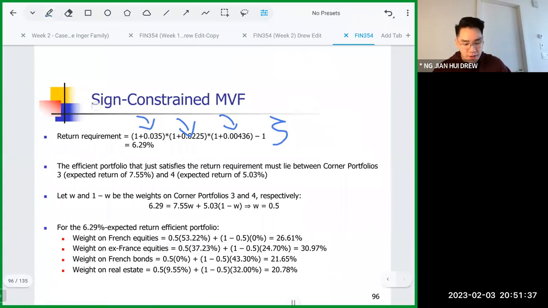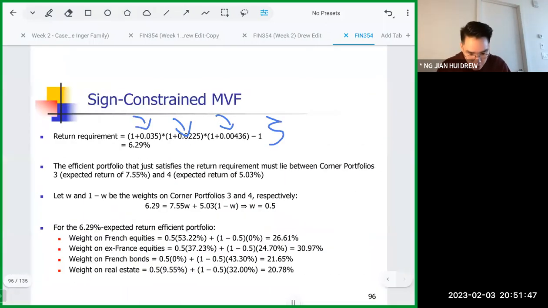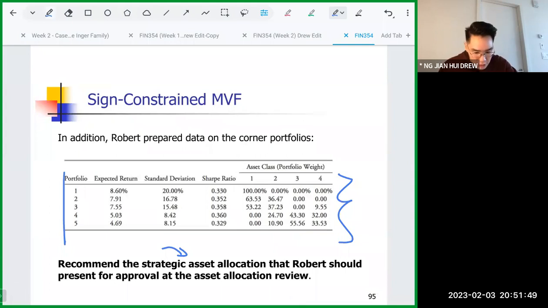So let's flip back to your portfolios. Because remember, we are doing mean variance frontier optimization, right? So we know that we require 6.29%. So let's look at which portfolio can give you this. Can you see that it's portfolio 3 and 4 between here? So we know that somewhere between portfolio 3 and 4 will give you an expected return of around 6.29.